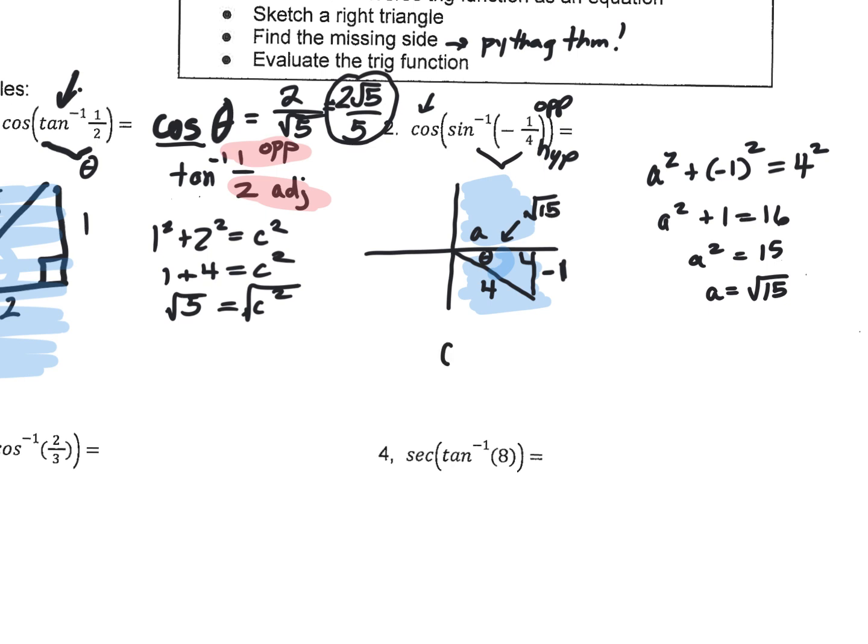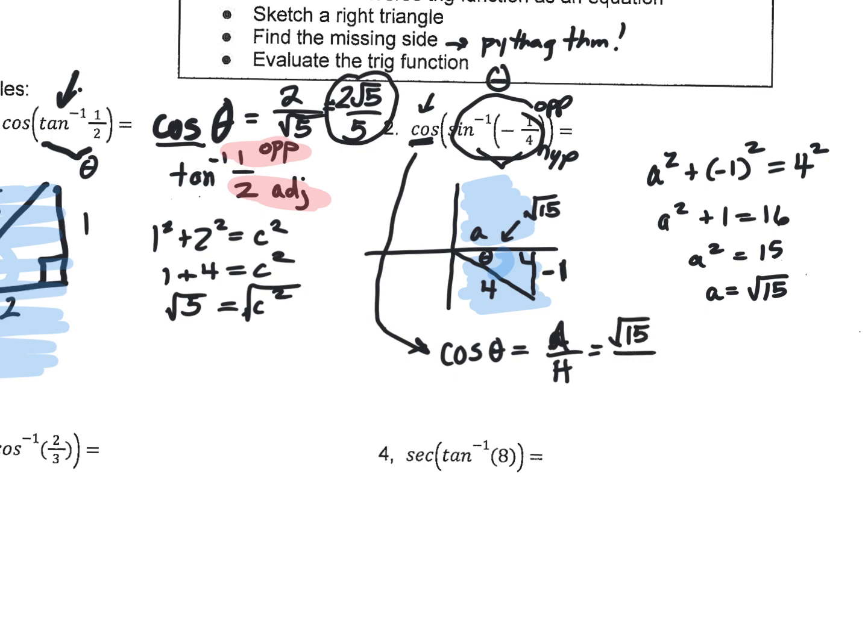Now I need to find the cosine of theta because this is cosine, correct? And this whole thing right here represents theta. That's the whole reason we're building this triangle to begin with. So cosine is what? Adjacent over hypotenuse, isn't it? So which side is adjacent? Root 15. And what is the hypotenuse? 4. And this is positive, isn't it? Okay.